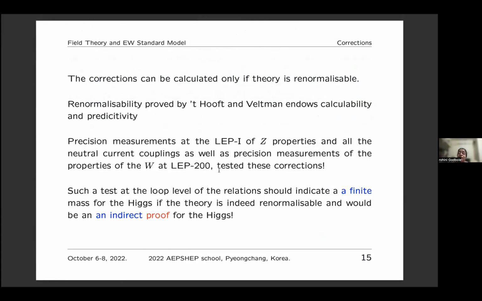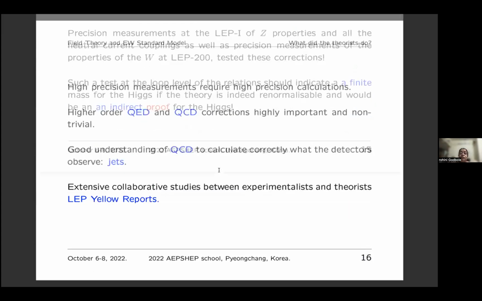If these tests indicated a finite mass for the Higgs in the fits, then you would say that indeed this is an indirect proof for the Higgs, and hence an indirect proof for renormalizability, and hence an indirect proof for the standard model construction. So this was the story.